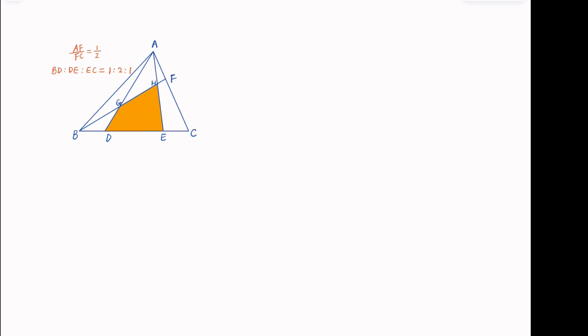Now, for simplicity, let's assume the area of triangle ABC is equal to 1. Let's try to find the shaded area, that is GHED. Let's establish a few facts here. The big triangle minus the smaller triangle would be the shaded area. So this area equals the area of triangle ADE minus the area of triangle AGH.